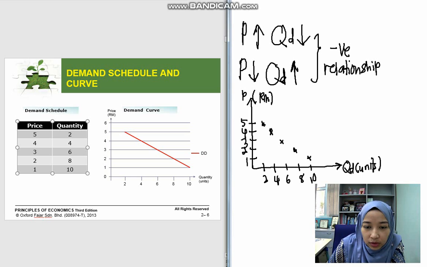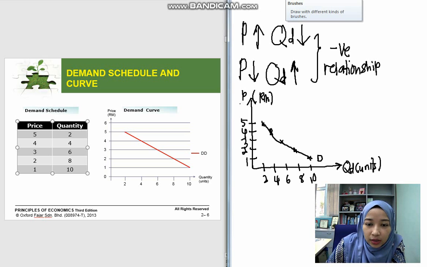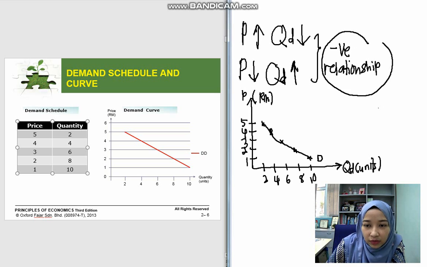So as you connect the points, you will have a straight line supposedly. Excuse my hand here. You label this curve as the demand curve. So this is your demand curve, which is downward sloping. The reason is that the relationship between price and quantity is negative. So when the relationship is negative, the curve will go downward from left to right. Okay, so dia akan ke bawah, sebab dia punya relationship adalah negatif. Right?